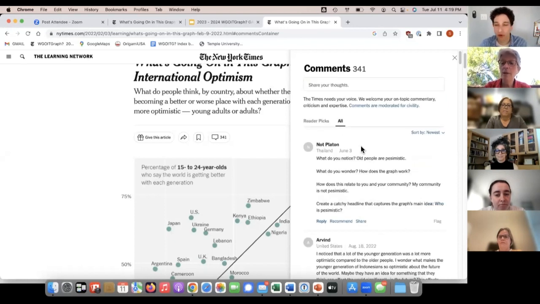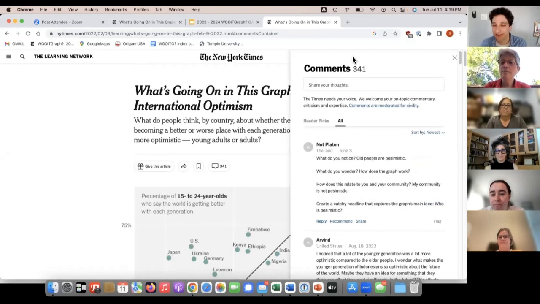Amazing. So, one quick question that came up in the chat. Is this unlimited access, or do you need a subscription to the New York Times to participate in the comments? It's completely free. So as a teacher, the best way to know about what's going on with this graph is to subscribe to the newsletter.